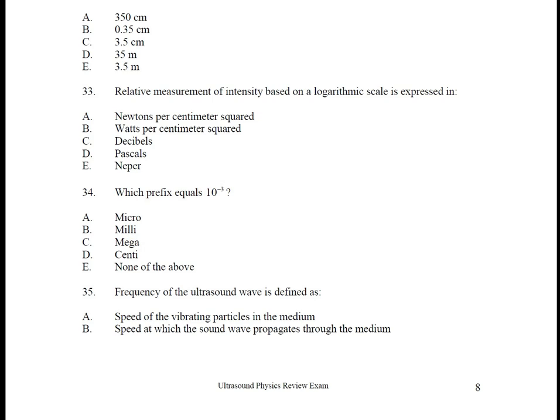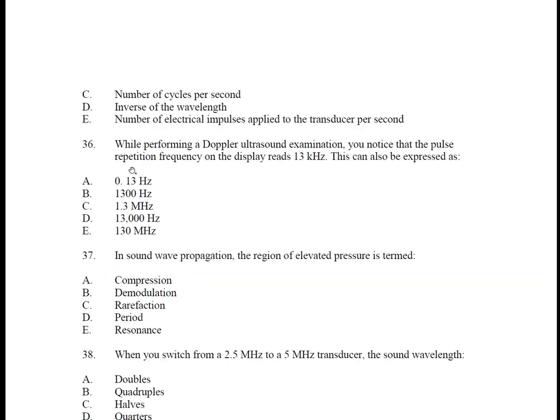Let's move on and look at question number 35. If you look at the question, it's about choosing the sentence that defines frequency in ultrasound waves. In this case, rather than looking at each option in detail, it's more efficient to find the correct answer right away and then review the definition of frequency. If you look for the correct answer, option C, number of cycles per second, is the sentence that best describes frequency.